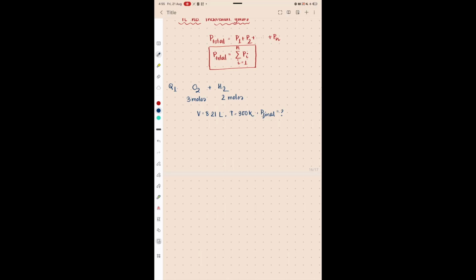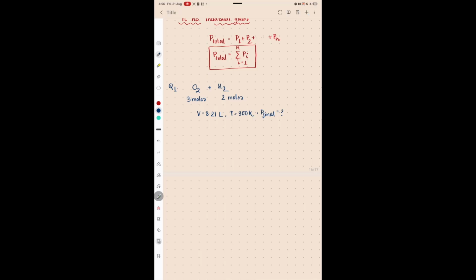So what it says is that oxygen is mixed with hydrogen. Oxygen of 3 moles is mixed with hydrogen of 2 moles, and in the whole process the volume was kept constant. The volume is 8.21 liters, and the temperature is also kept constant. The temperature is 300 Kelvin. So you have to derive P final, the final pressure of the system. Can you do that? Pause the video and give it a try, and come back to see the solution.